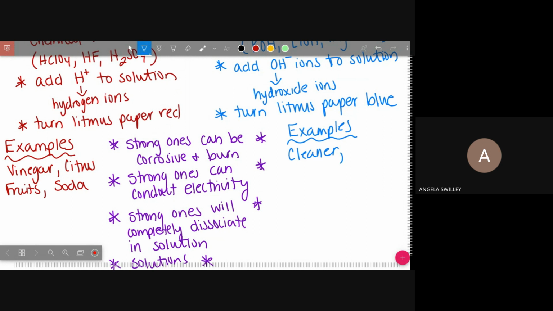So any kind of cleaner, any kind of soap, even the soap you use for your hair and to take a shower, those are bases as well. Any kind of soaps and cleaners.